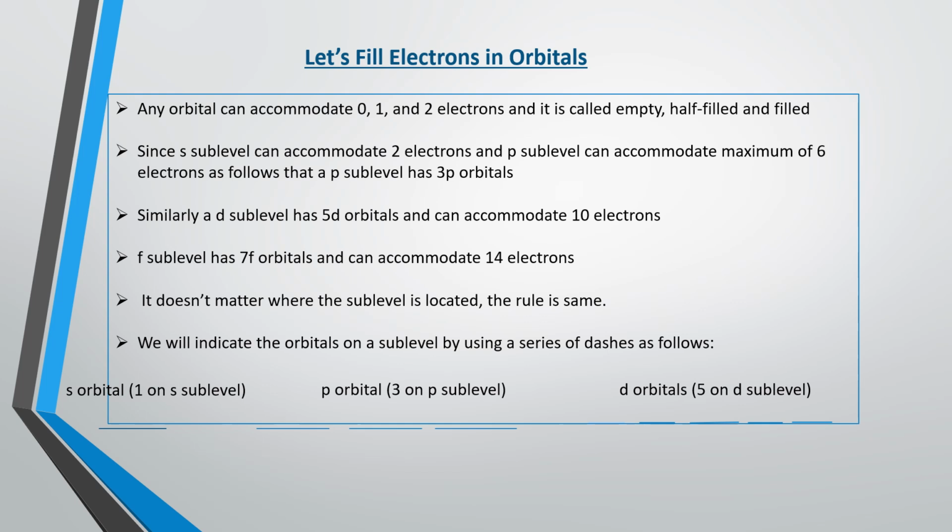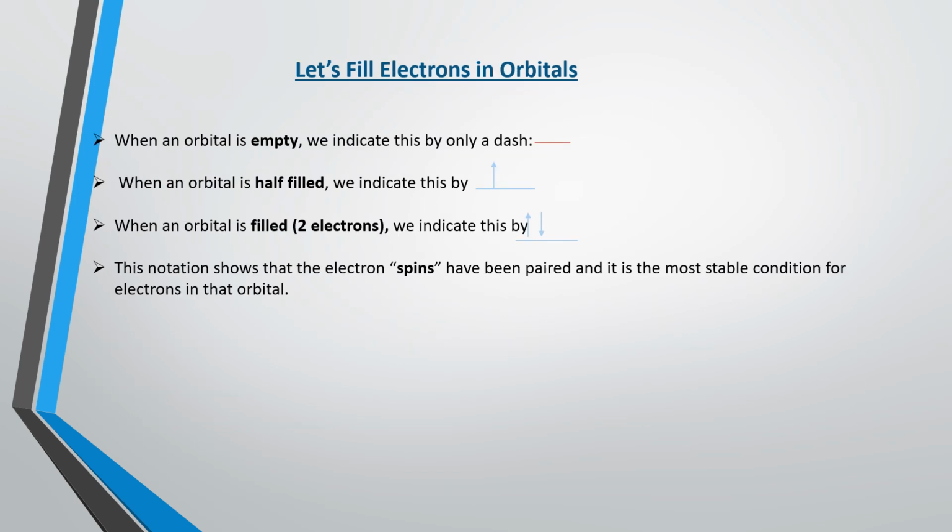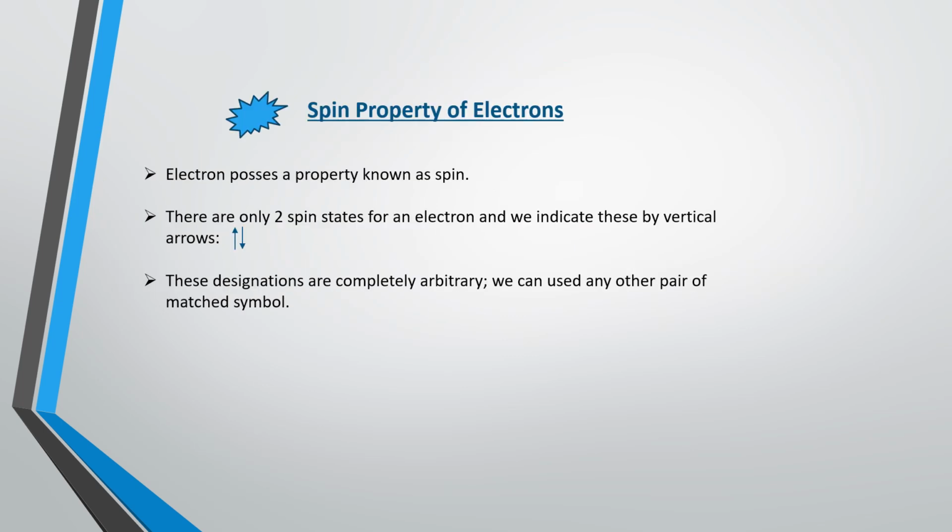We will indicate the orbitals on a sublevel by using a series of dashes, as follows. When an orbital is empty, we indicate this by only a dash. When an orbital is half-filled, we indicate this by one spin arrow. When an orbital is filled, meaning 2 electrons, we indicate this by 2 spin arrows. This notation shows that the electron spins have been paired, and it is the most stable condition for electrons in that orbital.